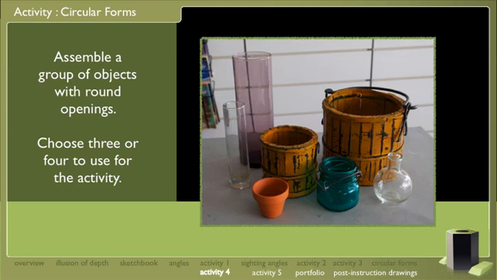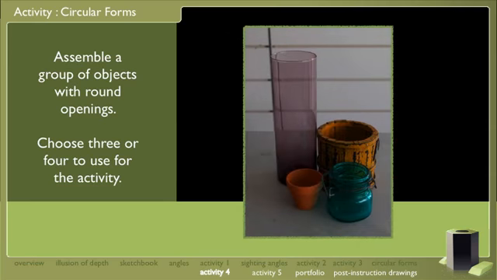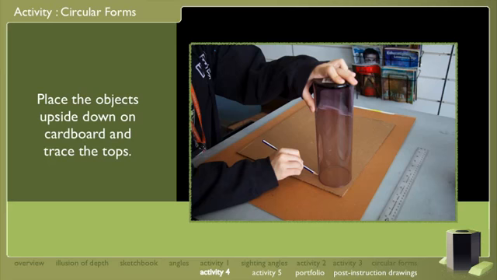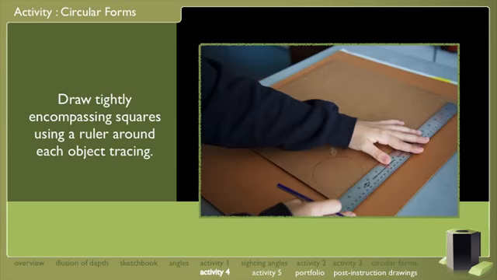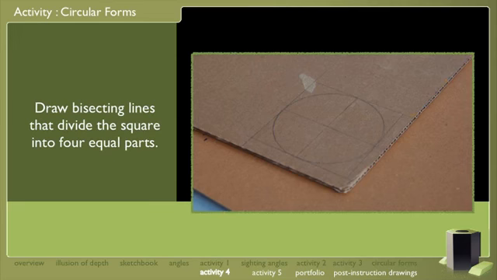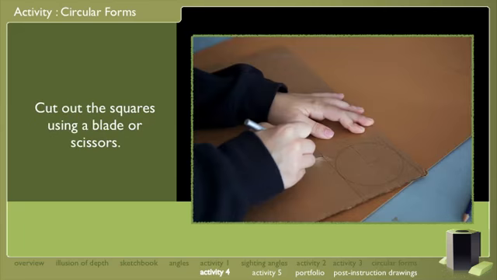Assemble a group of round objects of varying sizes: bowls, plates, cups, and vases. Choose 3 or 4 of the objects to use for the rest of this activity. Place them upside down on cardboard and trace the tops. Using a ruler or straight edge, draw a square that tightly encompasses the circle. Then, draw bisecting vertical and horizontal lines that divide the square and circle into 4 equal parts. Cut the squares out with scissors.